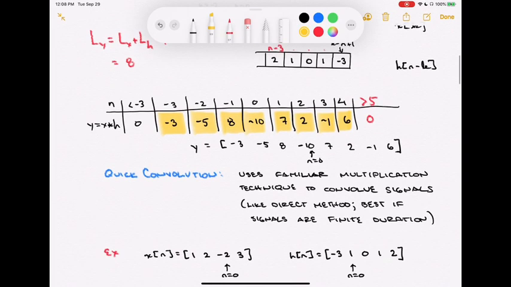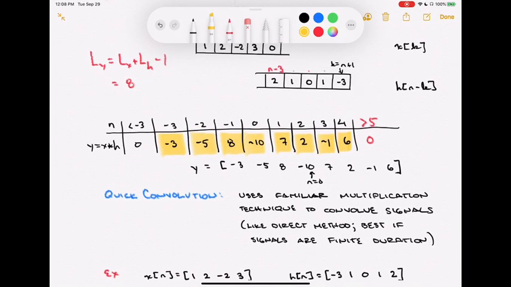Quick convolution is a different technique that uses a familiar multiplication technique to convolve signals. This is one that I kind of like because later on when we go to the transform domain, we're going to see that convolution does become multiplication. And while the reasons aren't exactly the same here, it's kind of our start to see this interaction between convolution and multiplication. This is very much like the direct method if you go back to that first method we talked about, evaluating convolution, but it's a very unique way of carrying out that direct method. And it is again a case where it's best if the signals are finite duration.